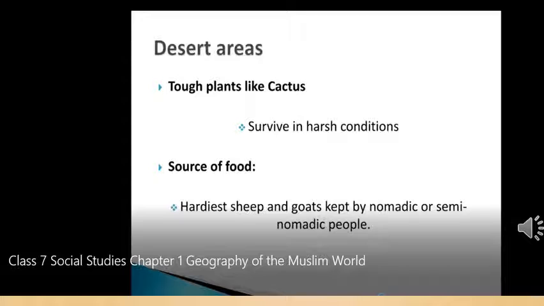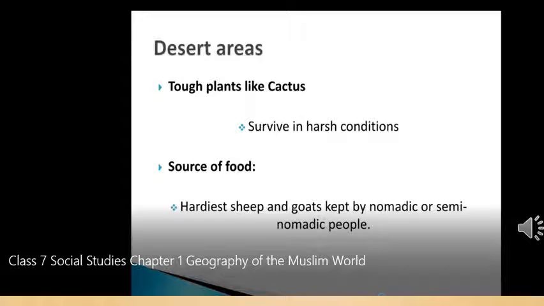Moving forward, let's discover the desert areas. Their specialty is that tough plants grow in the desert. By tough plants I mean the plants that can survive the harsh climate or harsh conditions of the deserts. It means the tough deserts, the tough climate, which they can bear, afford, and face. For example, cactus.